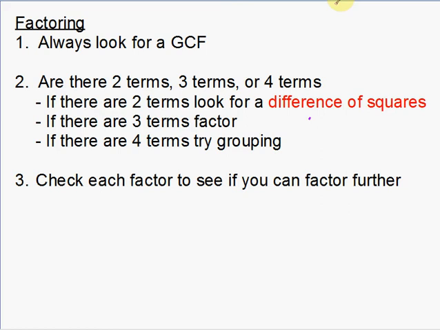First thing you do when you're factoring, you always look for a greatest common factor. That's number one. Number two, after you try to find a greatest common factor, you see how many terms you have. And if you have two terms, you might try to see if you have a difference of squares. If you have three terms, you're going to make two sets of parentheses. And if you have four terms, you are going to try grouping.